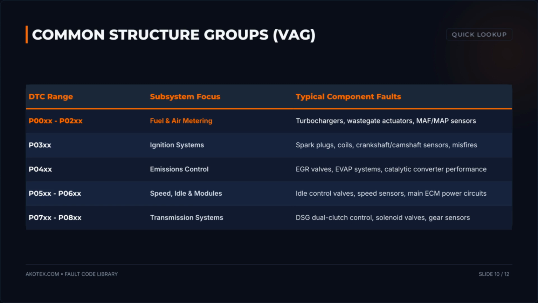P00XX through P02XX, fuel and air metering, which covers most of your turbo boost and charge pressure faults. P03XX, ignition and misfire. P04XX, emissions, EGR, EVAP, catalytic converter. P05XX, vehicle speed and idle control. P06XX, control module and circuit faults. P07XX through P08XX, transmission. Screenshot that one if you want it handy.